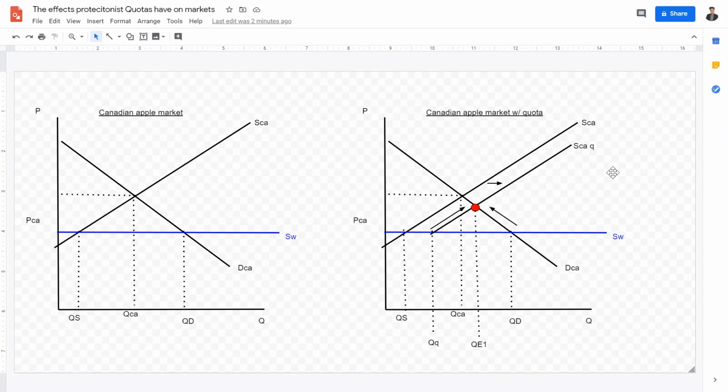That is where your quota is set, and that is where your new equilibrium is. With the new equilibrium, you're going to be able to talk about the producer surplus and the consumer surplus. Obviously, domestic producer surplus increases by a lot because of this protectionist quota, seeing as how it is aimed at protecting the domestic producers. However, domestic consumers do suffer, seeing as how the quantity of apples decreases and the price of apples increases because of this protectionist quota.